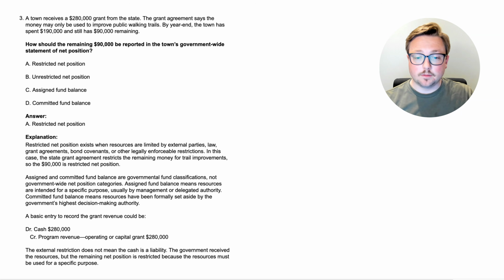Those are a part of other fund balances, like governmental fund classifications. So that's a pretty easy thing to remember there. But anyway, again, assigned and committed fund balance are governmental fund classifications, not government-wide net position categories. Assigned fund balance means resources are intended for a specific purpose, usually by management or delegated authority. So, management in the government is saying, we want to set this money aside for this specific purpose.